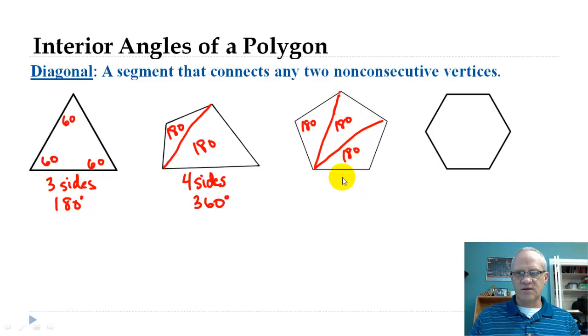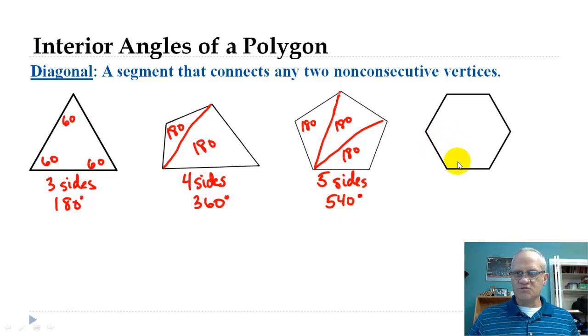So I have 180 degrees in those, and I have 180 degrees in these corners, and I have 180 here. And so all together then, that would be what? 180 times 3, or 180 plus 180 plus 180. However you want to say that. 5 sides gives us 540 degrees. You kind of see where we're going with this now?